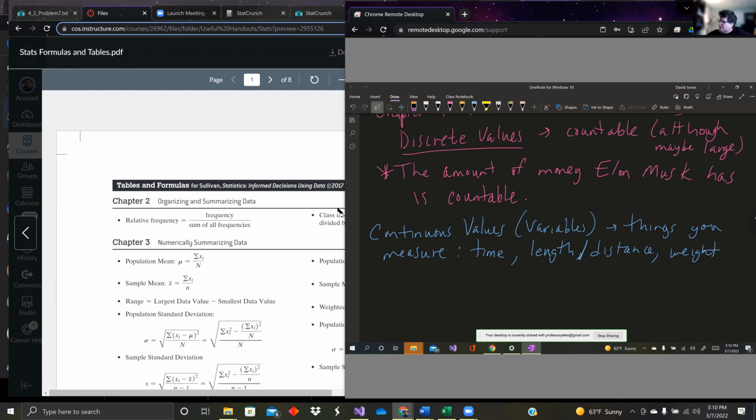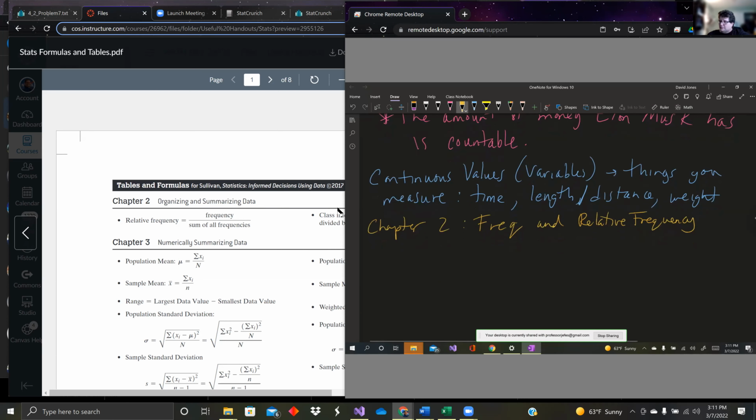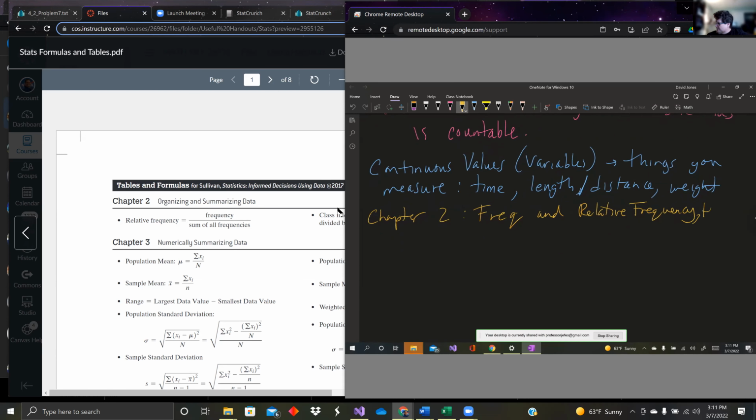Then in chapter 2, we hit up frequency and relative frequency. We also did some other graphs, like pie charts. And in this area were also histograms. So frequency was just how many of each item.